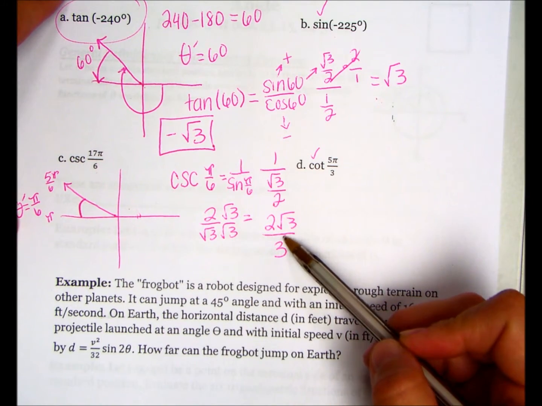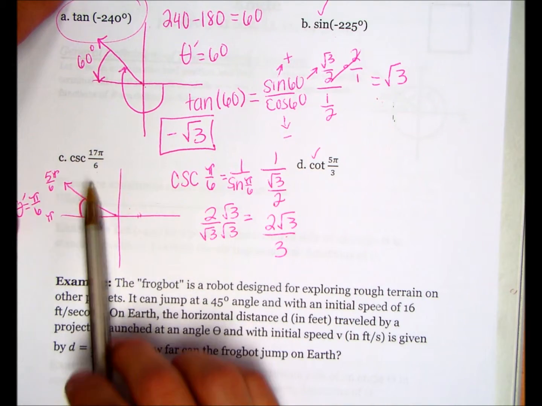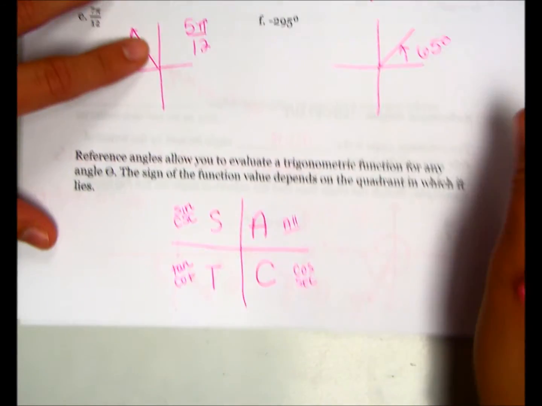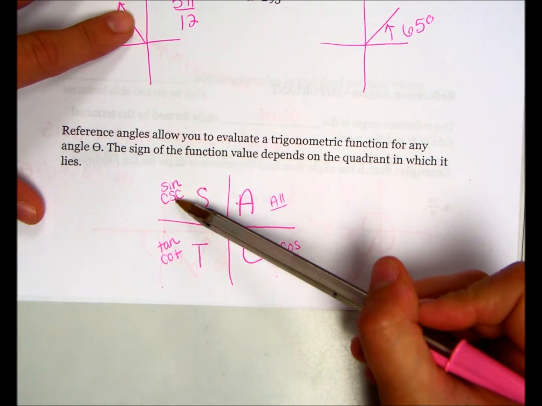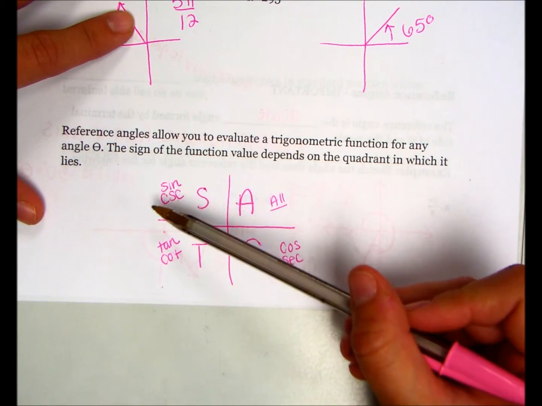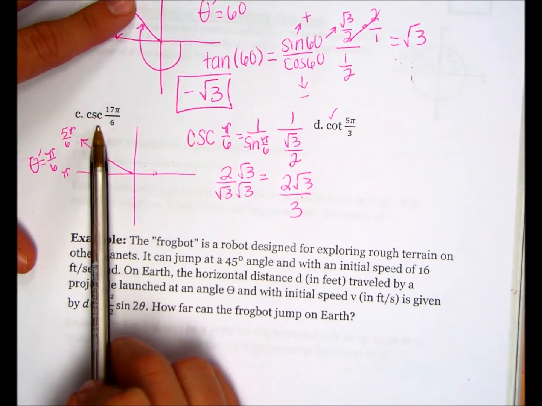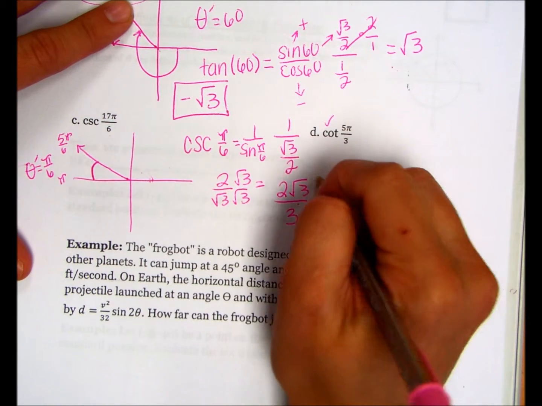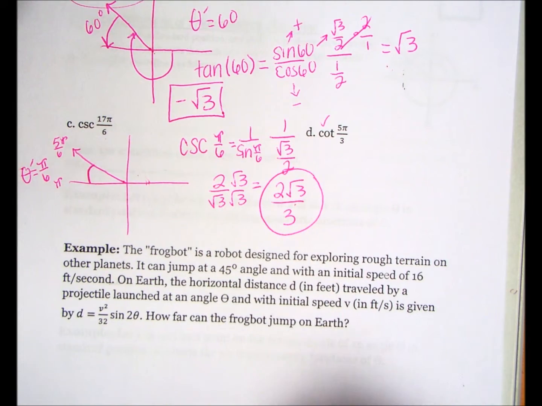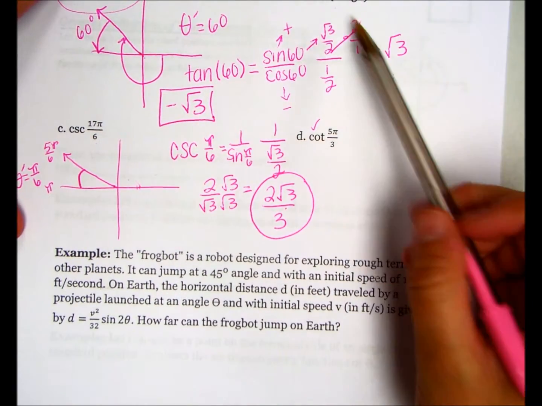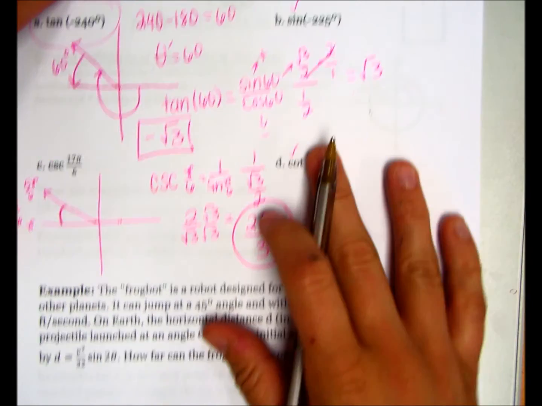Before I decide if this is my final answer, I need to remember I'm in quadrant 2. So if I go back to my little chart, I know sine and cosecant are both positive. They wanted cosecant, so I know this is going to be positive, so this is my final answer. So I'm going to let you try B and D right now on your own.